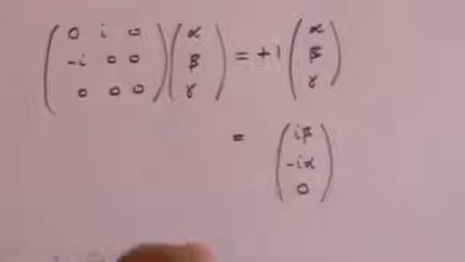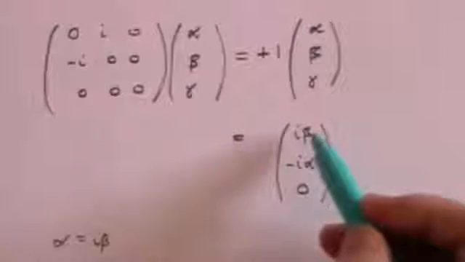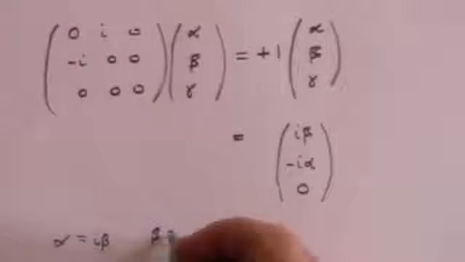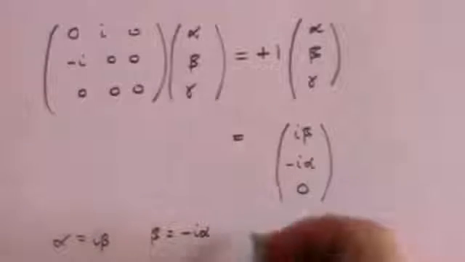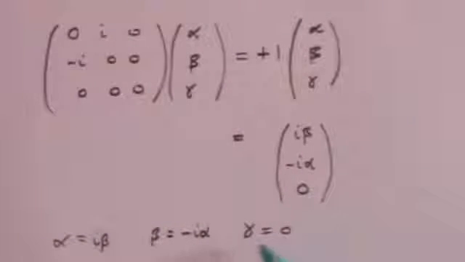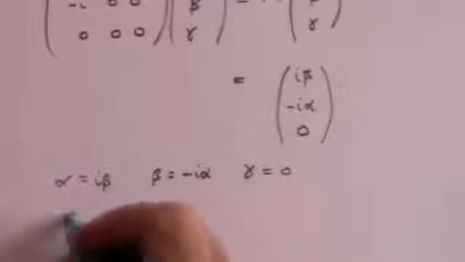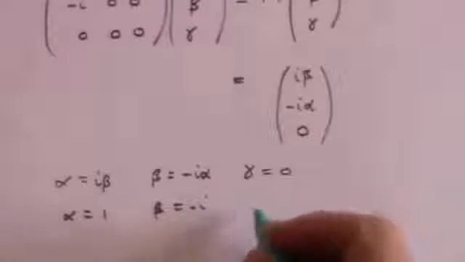So let's see if I can write that out. That means that alpha has got to equal i beta, because that's the top term in each case. Beta has got to equal minus i alpha, because that's the second term in each case. And gamma equals 0, because that's the third term in each case. So we've identified gamma straight away. That's 0. And I can tell you that there are several solutions, but they are all the same kind of solution. But it works if you have that alpha equals 1, beta equals minus i, and gamma equals 0.